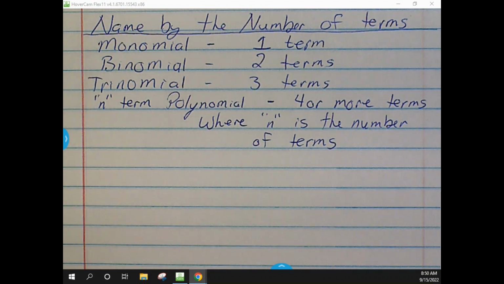So 1, 2, and 3, it seems like they'd come up with a name for 4 because we do a good bit with 4 terms, but they don't. They just say, all right, we're just going to do monomial, binomial, and trinomial, and then everything after that you just count how many terms it has. If it's got 6 terms, you just call it a 6-term polynomial. Okay, so again, I wish they would give you one more name for a 4-term polynomial, like quadnomial would be good, but they don't. They just say, all right, everything 4 or more, you just say it's that number term polynomial.